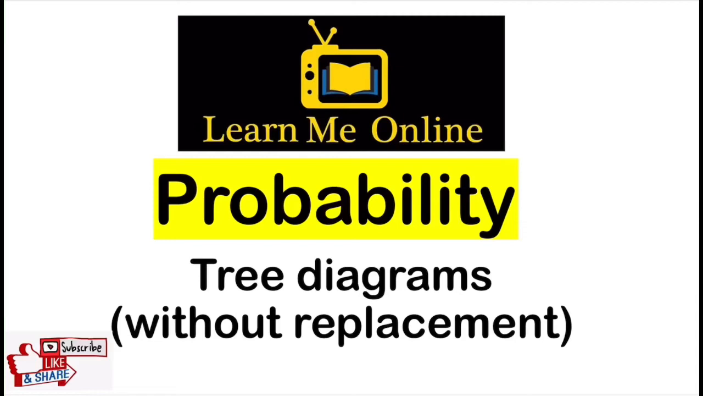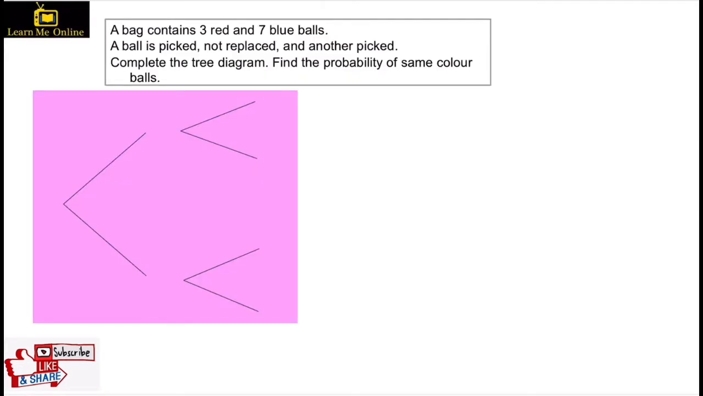In this video we are learning how to find the probability using tree diagrams. Here we are mainly focusing on questions which are without replacement. The question says the bag contains 3 red and 7 blue balls, and a ball is picked and not replaced.